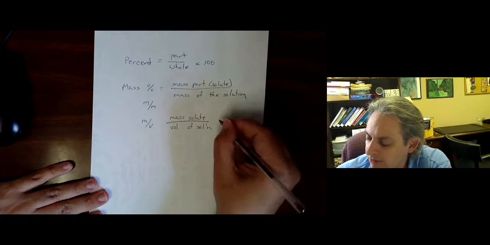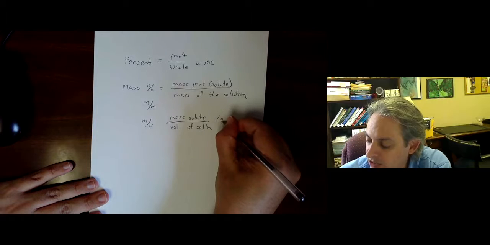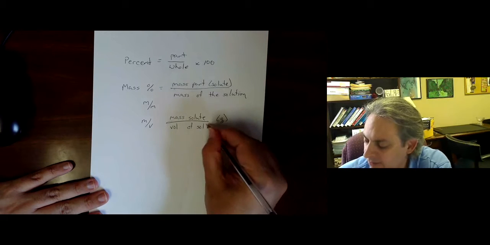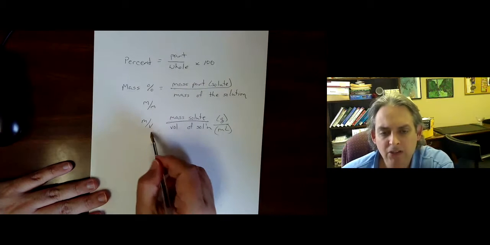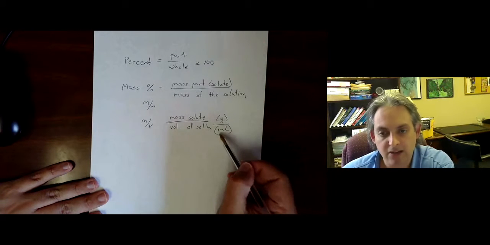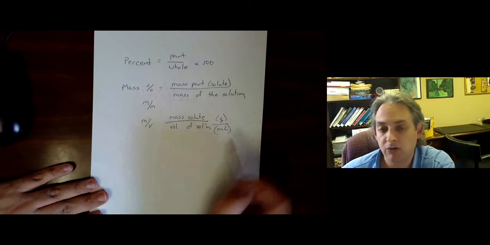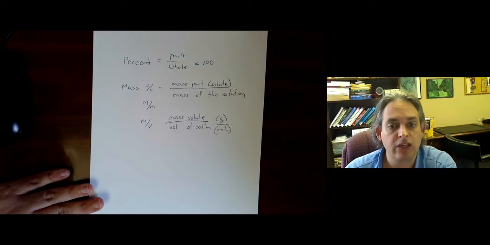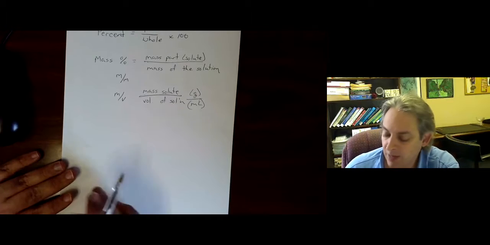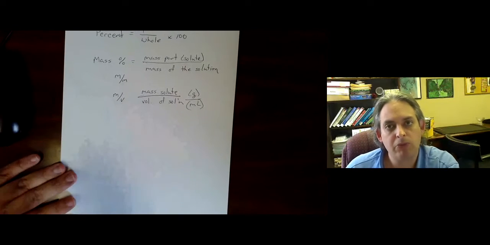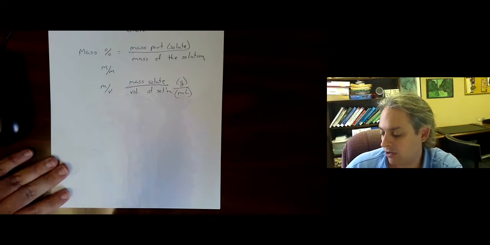And so remember, mass we're going to measure in grams, and this time volume is actually going to be measured in milliliters. So in a mass volume percentage, we're going to have grams over milliliters as our units for determining this percentage. So let's go ahead and do an example. Let's say we're all familiar with bleach. We probably have bleach in our laundry rooms.